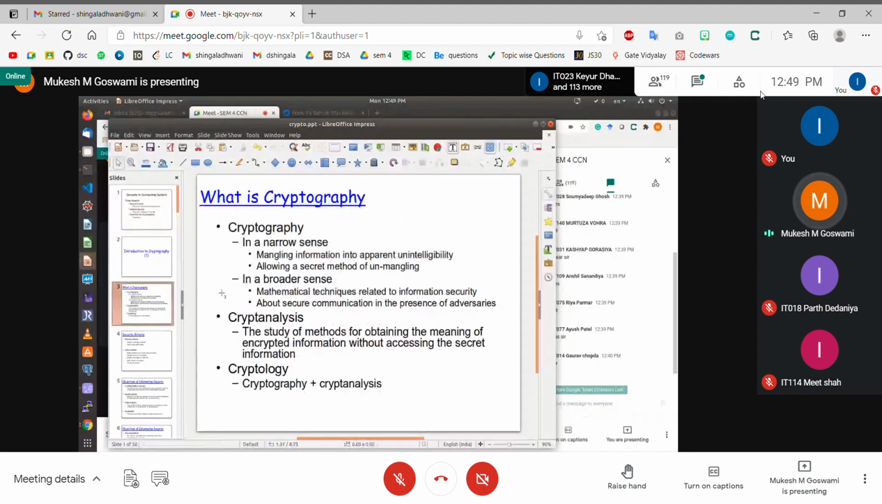So what is cryptography? Cryptography, in the narrower sense, means mangling the information into an uninterpretable or unintelligible form, right? You might have seen sci-fi movies like the Benjamin Franklin movie, The National Treasure. I think most of you have seen that movie. In that movie, you see that there are clues, and these clues are in text format. Those clues were written in books, on a pen and a piece of paper.